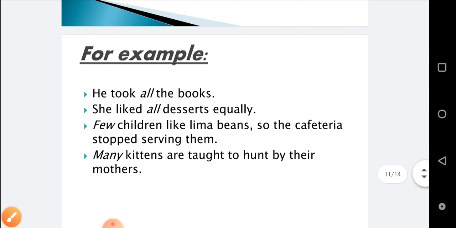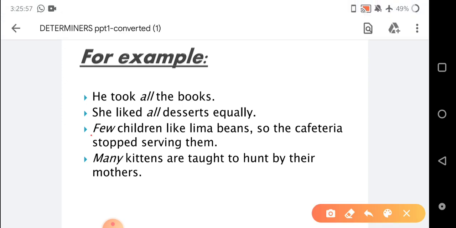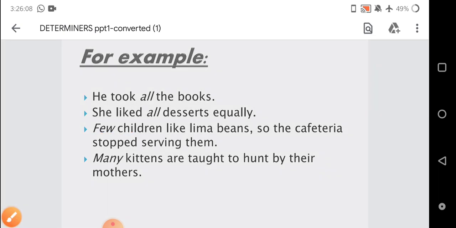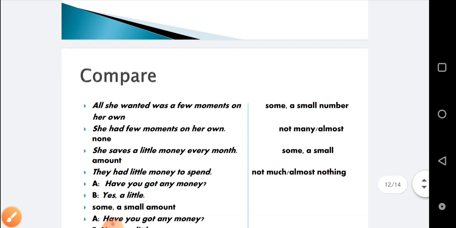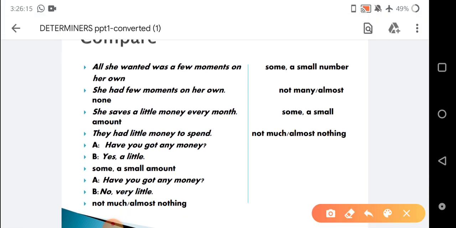Okay. For example, he took all the books. She liked all desserts equally. Few children like lima beans, so the cafeteria stopped serving them. Look at this. Few means almost nobody liked lima beans, right? So it has a negative meaning. Just compare. This is very important. Let us compare.